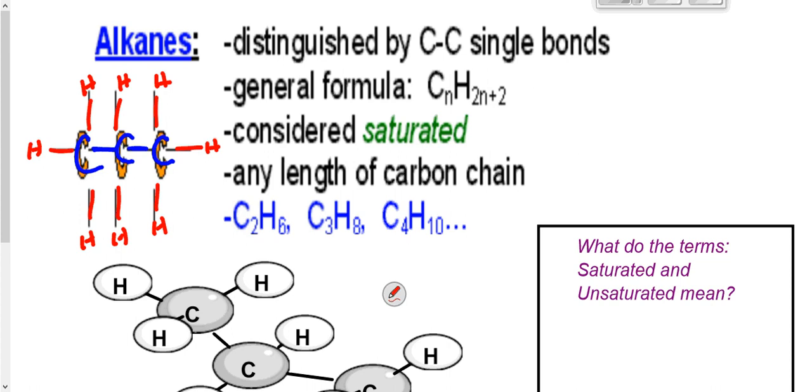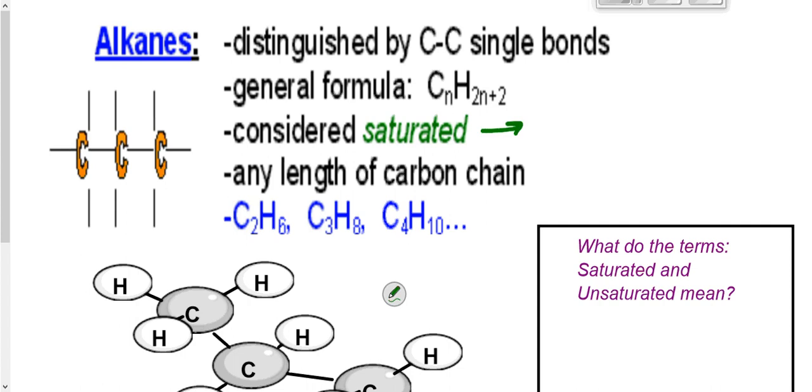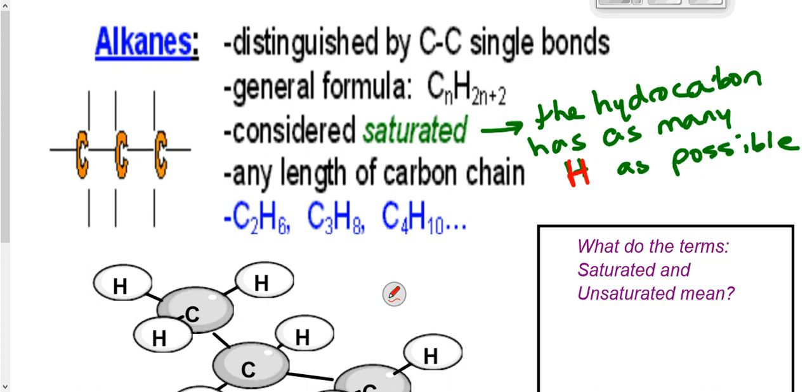The name, however, is based only on the carbon chain. So very often, you'll see me draw my structure showing only the carbon chain so that I understand how the name will be. Anytime that we have a compound with all single bonds, we call it saturated. What is it saturated with? Well, it's saturated with hydrogens. Saturated means that the hydrocarbon has as many hydrogen atoms as is possible. So it's saturated with hydrogen atoms.